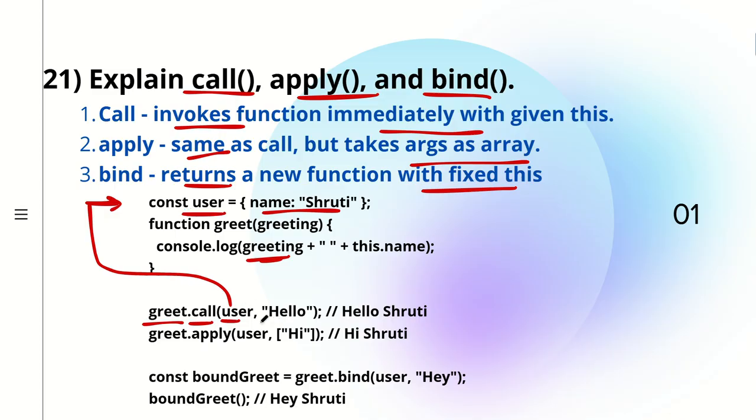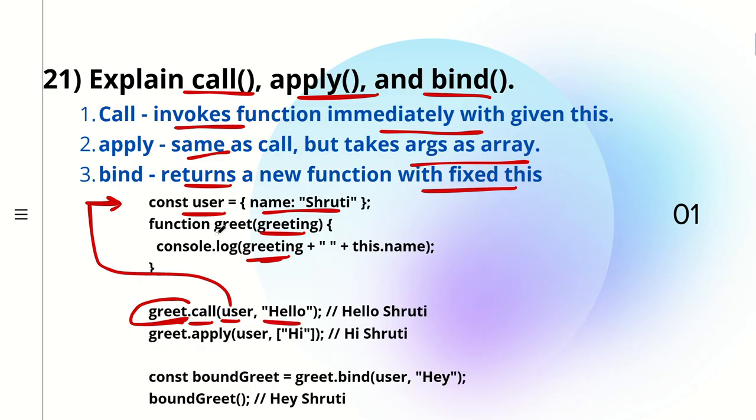Once your context setting is done, for call, apply or bind, then you have to see the function. You are borrowing this function only, right? So what is this function expecting? It is expecting one argument called greeting. So that greeting you will pass, hello, hi, bye, anything.